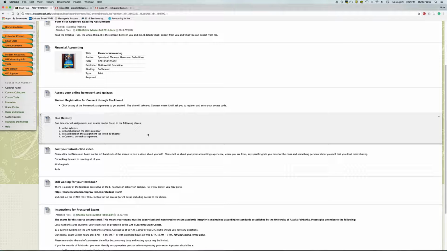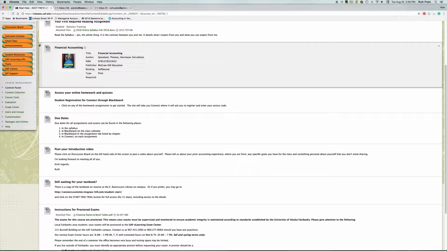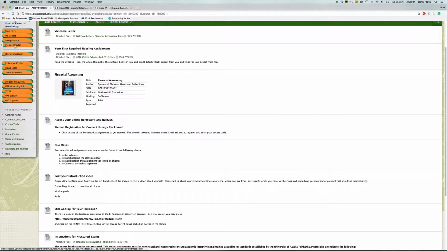In this next section, I wanted to point out where you can find the due dates for your assignments. This is particularly important because I don't accept late work. So you always need to make sure you are cognizant of where your due dates are. So the first place you can find your due dates is in the syllabus. Also in Blackboard on the class calendar, and that's right here. You can also find it in Blackboard on the assignment tab, listed by chapter. We'll go look at that in a moment. And in Connect, it's also listed on each assignment.